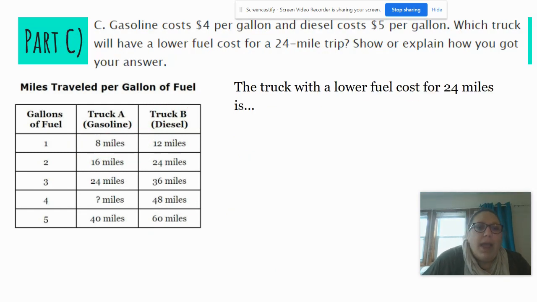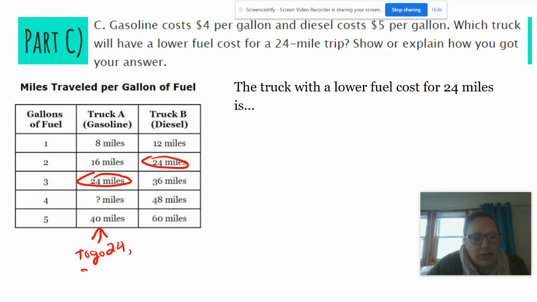All right, last part. Gasoline costs $4 per gallon and diesel costs $5 per gallon. Which truck will have a lower fuel cost for a 24-mile trip? So right here, we're looking at the 24-mile trips. Truck A, to go 24 miles, needs 3 gallons. And gasoline costs $4 per gallon. So that trip would cost $12.